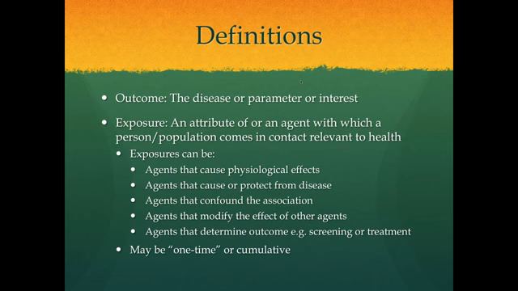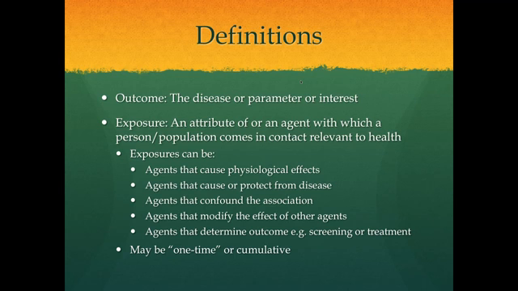Let's be clear about some epidemiology definitions. An outcome is the disease or parameter of interest in a trial. For example, when trying to find out what causes lung cancer, you might choose new lung cancer diagnoses as the outcome.